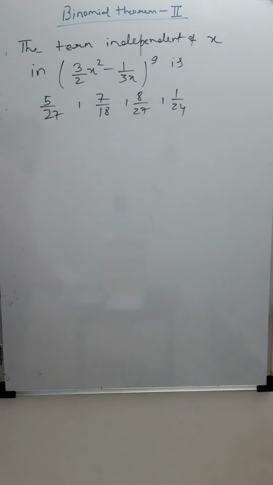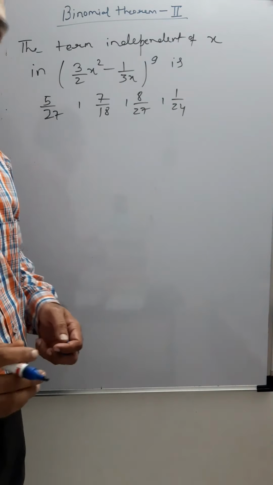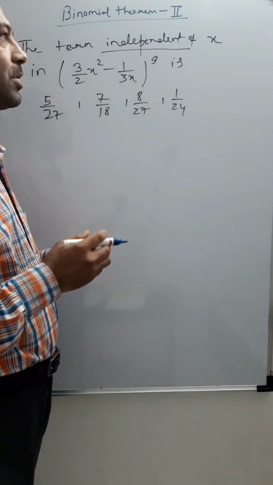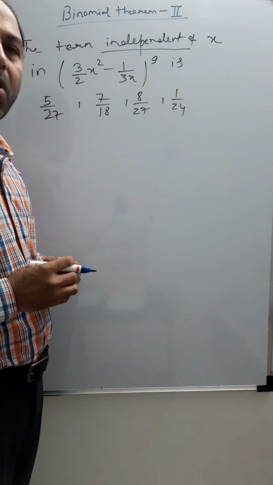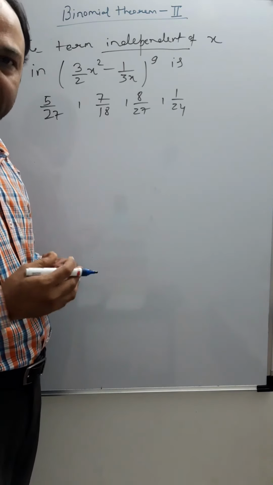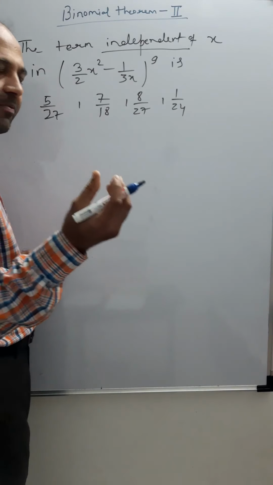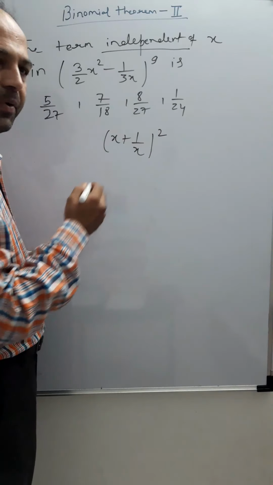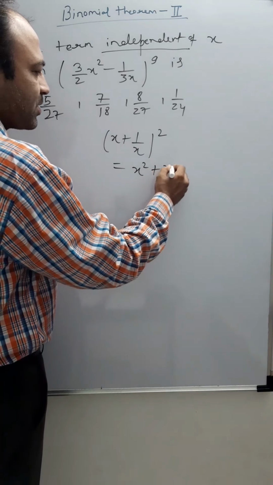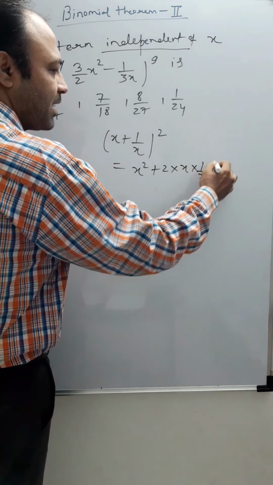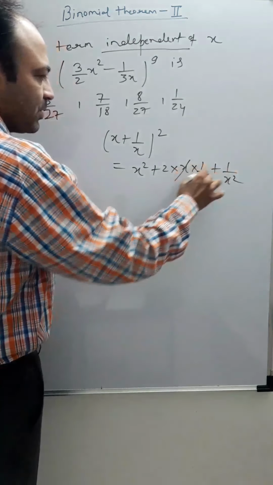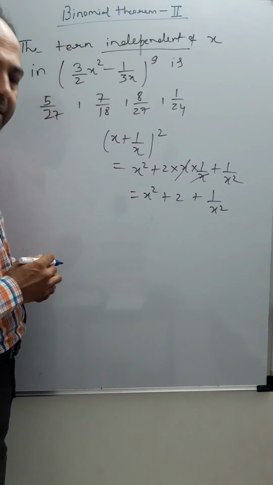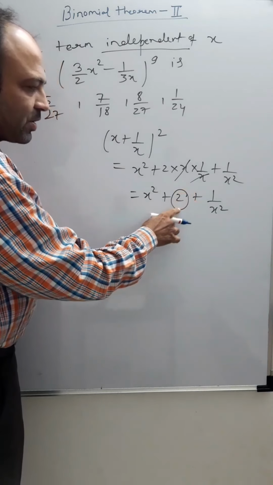Fine. Now the question is the term independent. The meaning of independent term, independent of x, or sometimes it is written as constant term, or free from x. So let's take one very simple example, (x + 1/x) whole square. If you expand this, you will have x² + 2·x·(1/x) + 1/x². So what is left? x² + 2 + 1/x². Correct? So this 2, here there is no x.